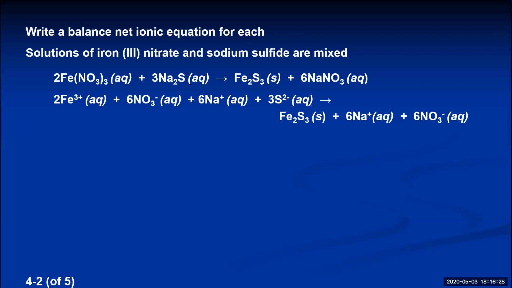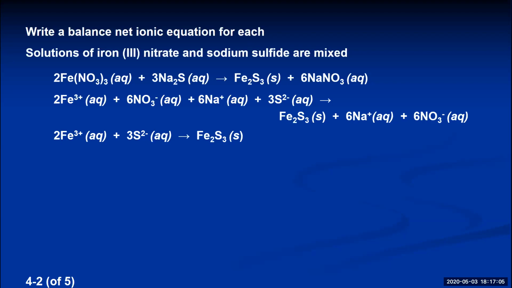The second reactant would be 6 sodium ions plus 3 sulfide ions. On the product side, the precipitate stays bonded together, which is why it's a precipitate. And then the sodium nitrate should be dissociated into 6 sodium ions and 6 nitrate ions. In this reaction, the 6 nitrate ions and the 6 sodium ions are the same on the left and the right side of the equation, so they cancel out as spectator ions, leaving the final net ionic equation: 2 Fe3+ aqueous plus 3 S2- aqueous yields Fe2S3 solid.